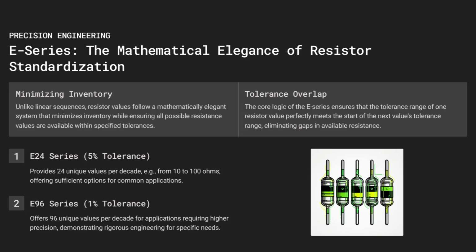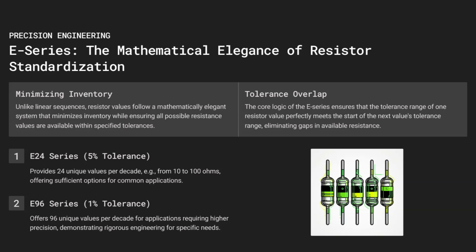So if you're working with standard 5% tolerance, you use the E24 series. Which gives you 24 unique values per decade. So from 10 to 100 ohms, you'll have 24 distinct options. And if you need better precision, like 1% tolerance, you move to the E96 series. Which gives you 96 unique, specific values per decade. It just goes to show that every single choice, down to the exact ohm value, is governed by this rigorous engineering system built for precision and manufacturing efficiency.